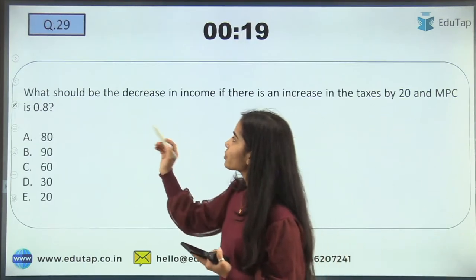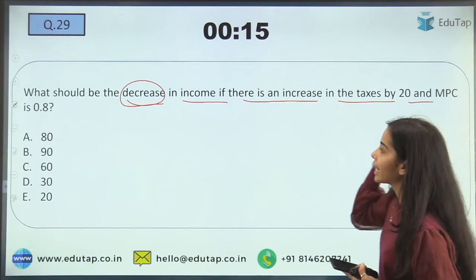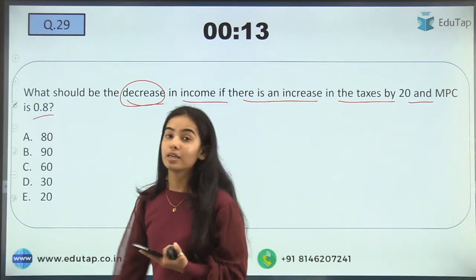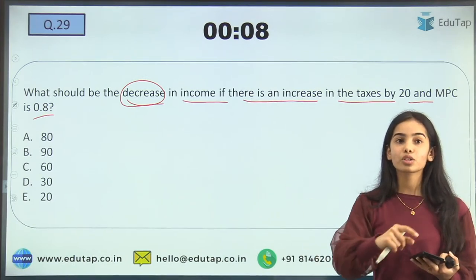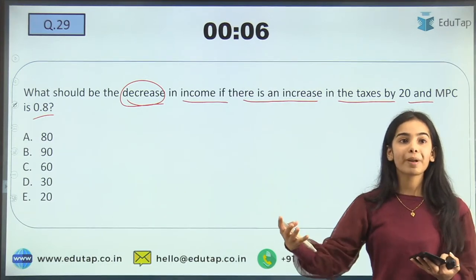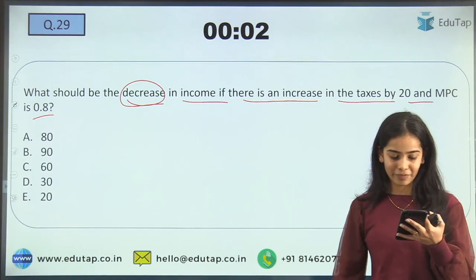Next is, what should be the decrease in income if there is an increase in the taxes by 20 and MPC is 0.8? So try to give the right answer of this one. Very easy, I have told in the previous session also the formula of the tax multiplier. You can use that formula and you can answer the question very easily.